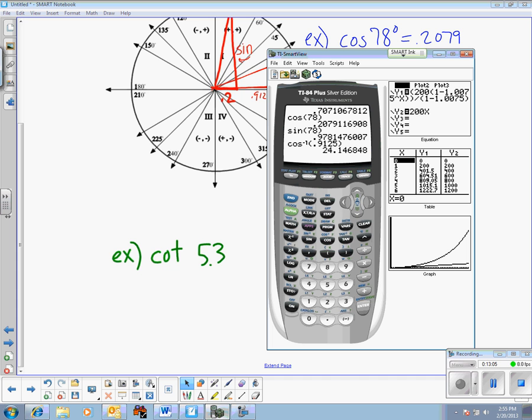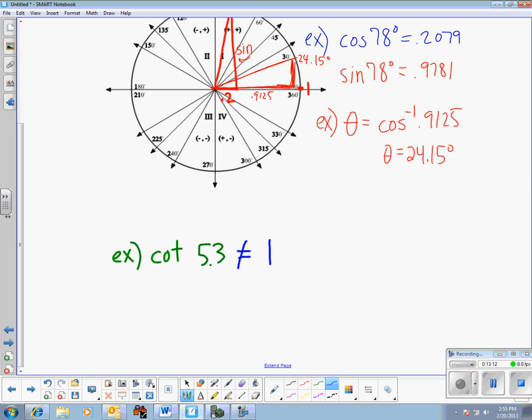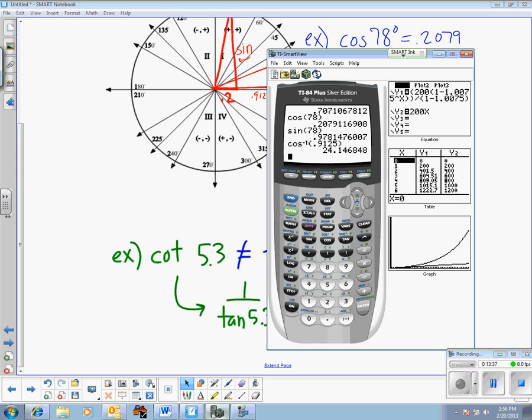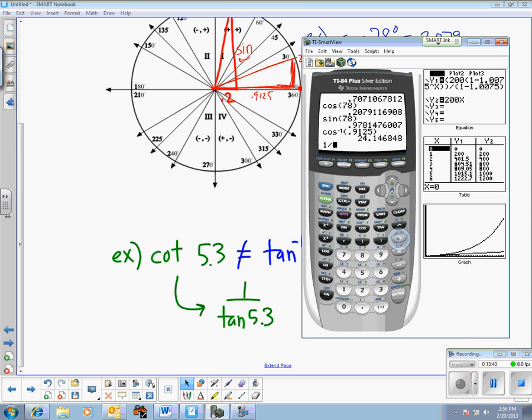It is not going to be tangent inverse of 5.3. That's not the same thing. Cotangent of 5.3 does equal 1 over tangent 5.3. Not inverse tan 5.3, but 1 over tan of 5.3. We learned those rules about tangent and cotangent earlier. So there's no cotangent button, but all that means is I need to do 1 divided by the tangent of 5.3.